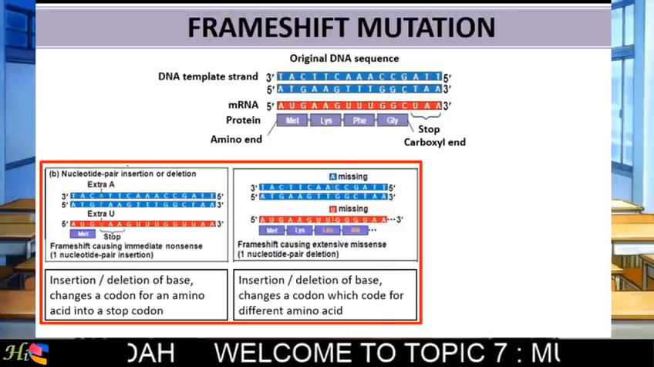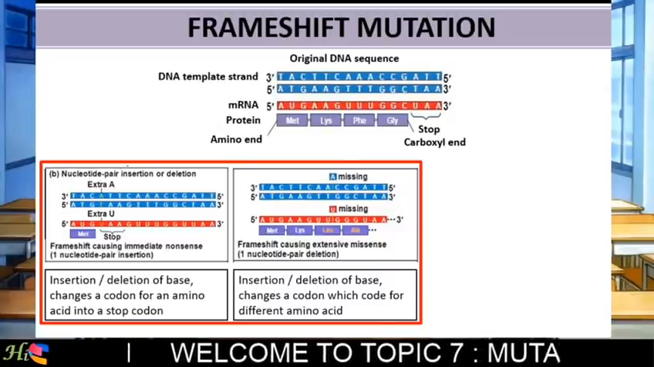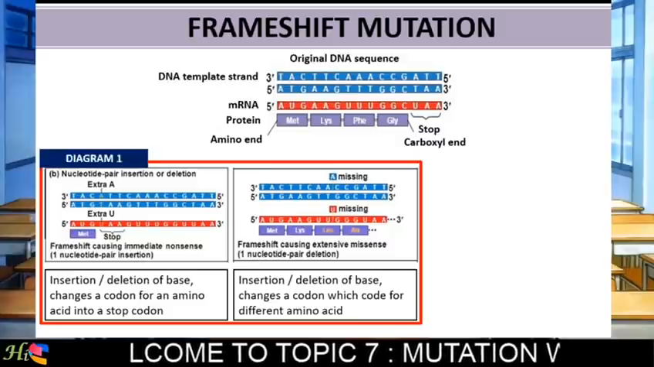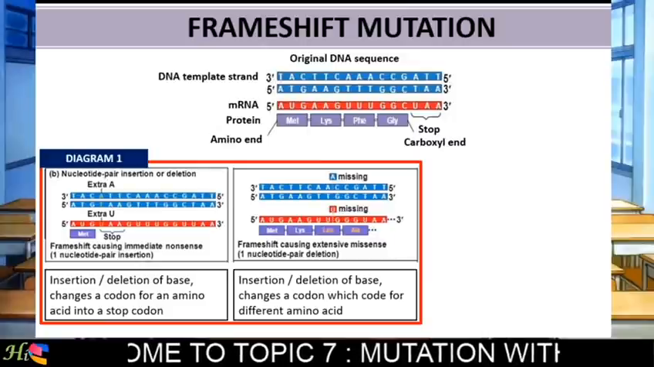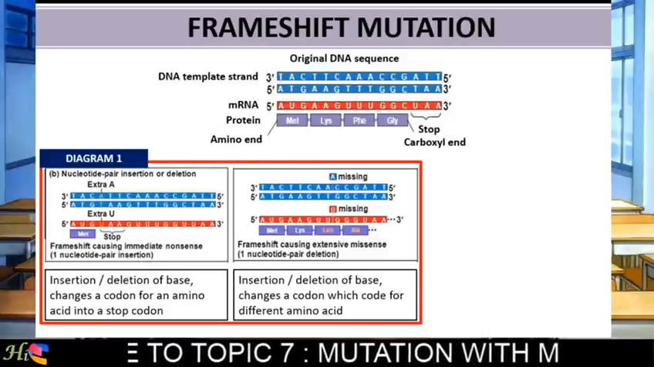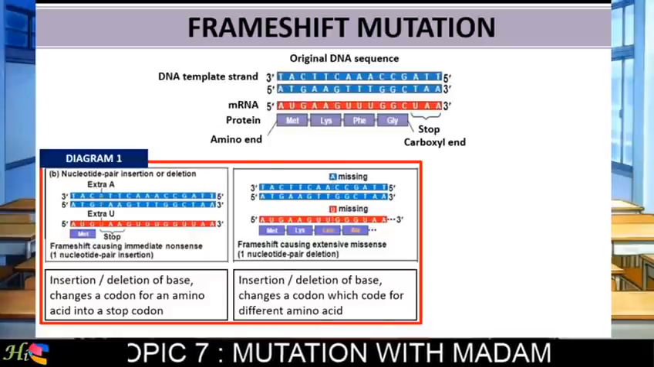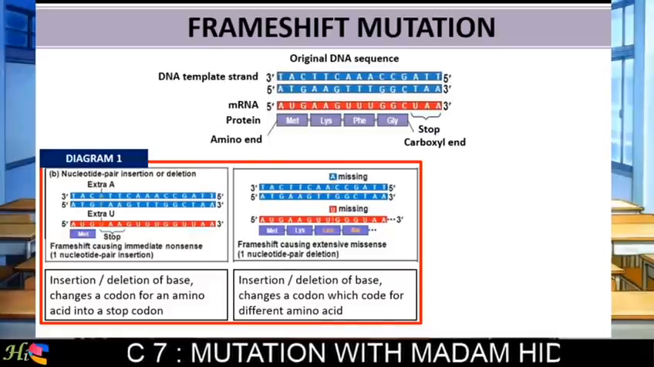A frameshift mutation can be described by these diagrams. In diagram 1, the insertion or deletion of a base changes a codon for an amino acid into a stop codon. The polypeptide produced will be shorter than the polypeptide encoded by the normal gene.